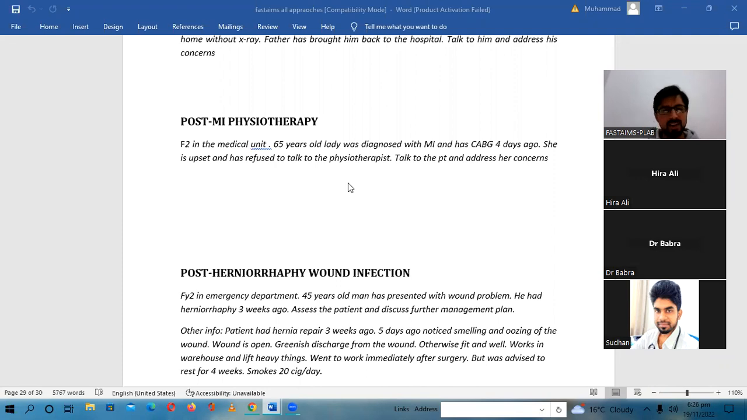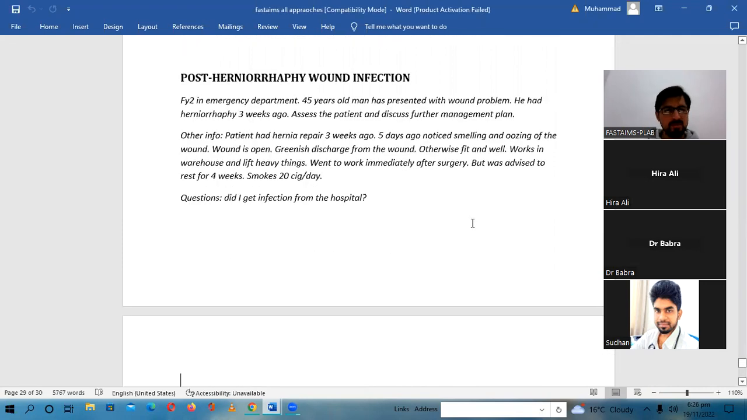The last scenario is post-hernia repair wound infection. It is pretty much the same scenario we discussed that day, post-op infection after removal of a cyst. You need to go with the same approach: address the concern, paraphrase, do the GRAPES after you paraphrase, ask this question, and then take history of infection. Ask about discharge, what color, is it foul smelling, any oozing, any fever, any pain, any swelling. Ask about all the things related to this particular condition.